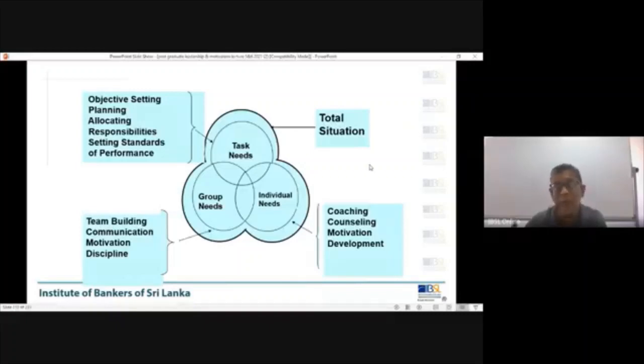Individual means sometimes you need coaching, you need counseling, to find out or solve an individual problem. So maybe we need to develop their competencies. So the total situation they need to take into account before executing their leadership style, right? But whatever specific thing is going to be the priority, task, group, or individual, depends on the situation. Depending on the situation, they may think which area to focus on, right?